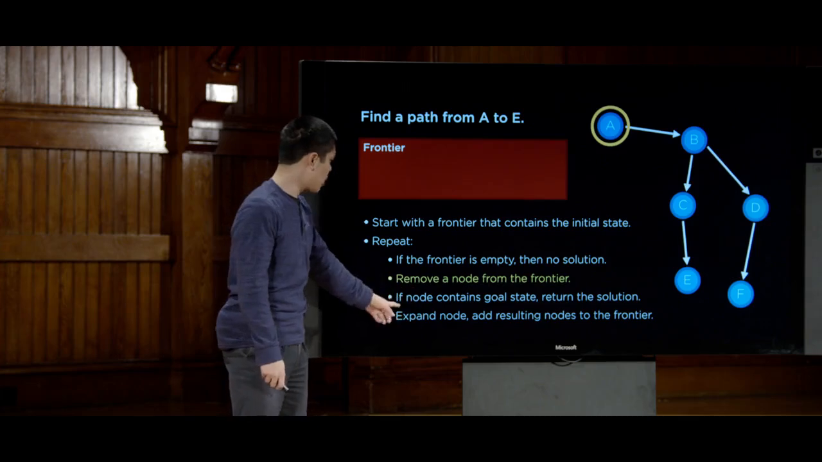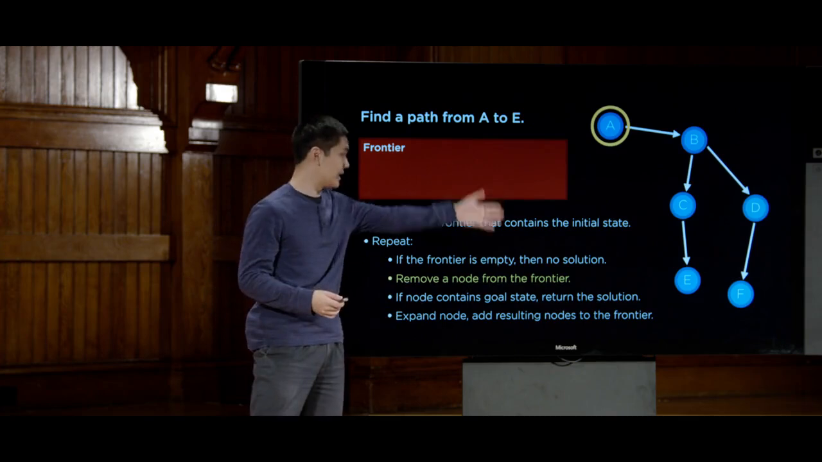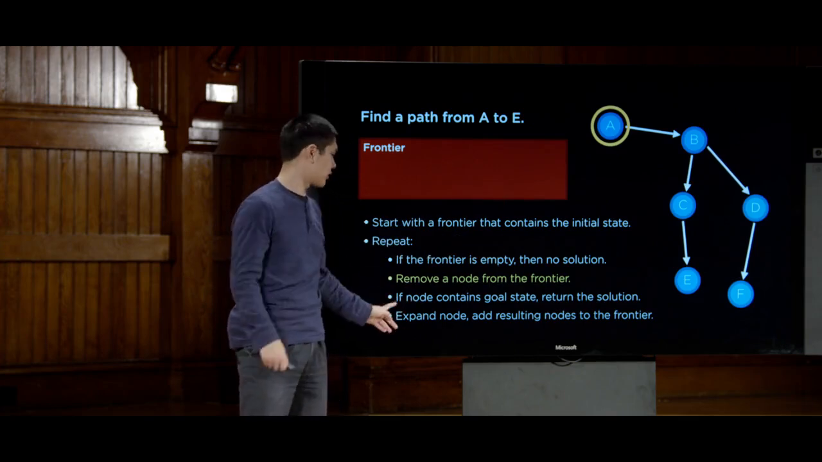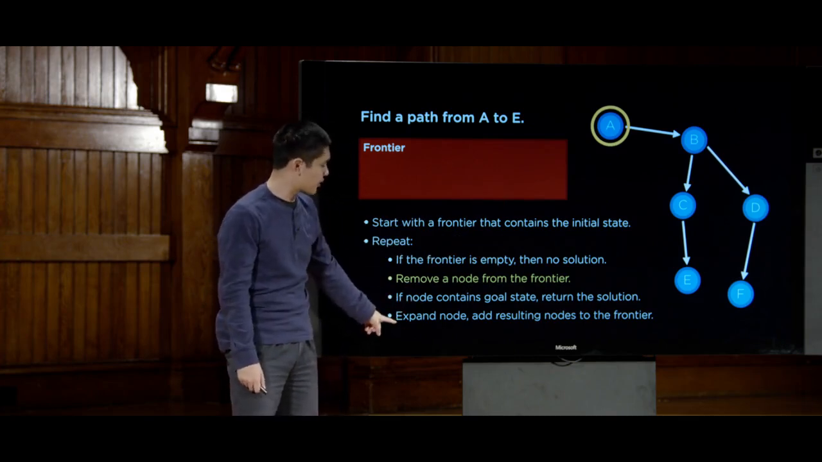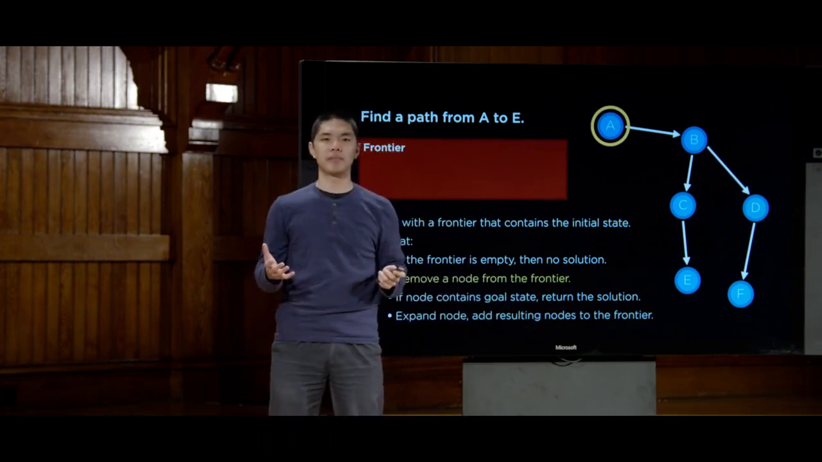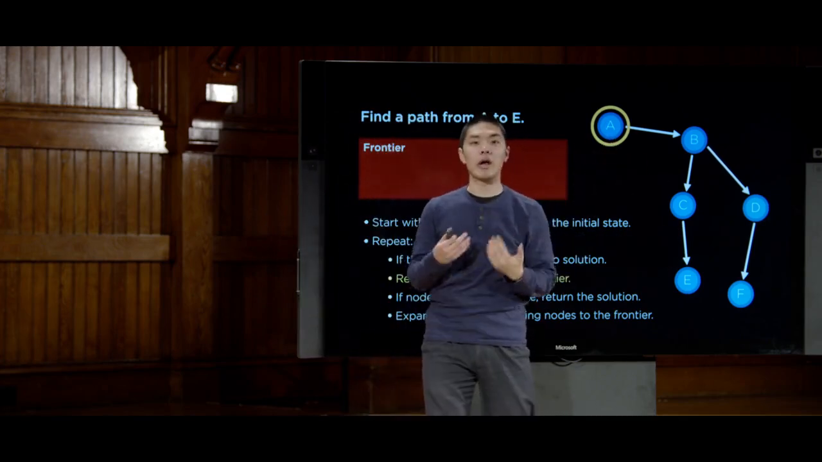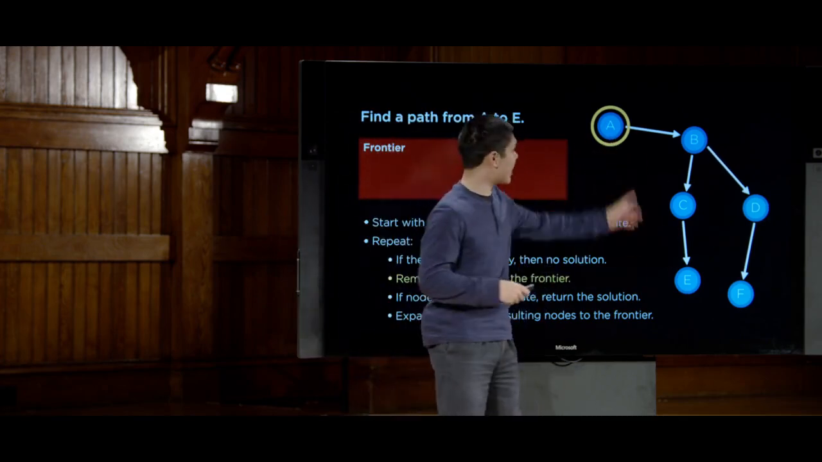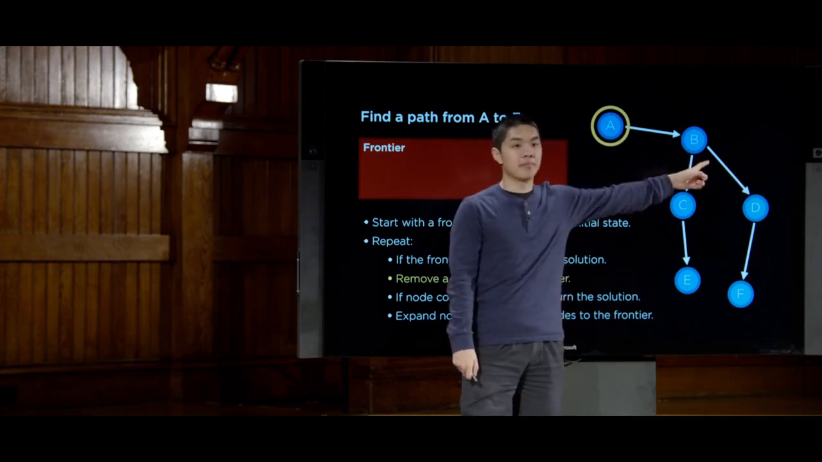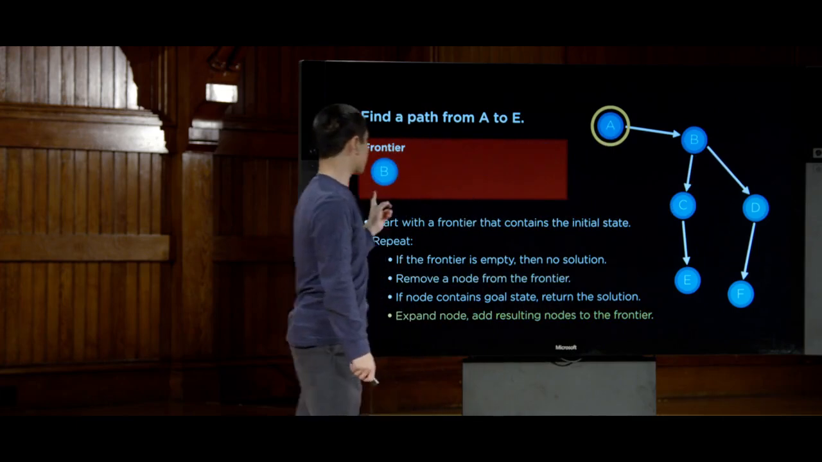We follow the next step. We ask ourselves, is this node the goal? No, it's not. A is not the goal. E is the goal. So we don't return the solution. So instead, we go to this last step, expand the node, and add the resulting nodes to the frontier. What does that mean? Well, it means take this state A and consider where we could get to next. And after A, what we could get to next is only B. So that's what we get when we expand A. We find B, and we add B to the frontier.